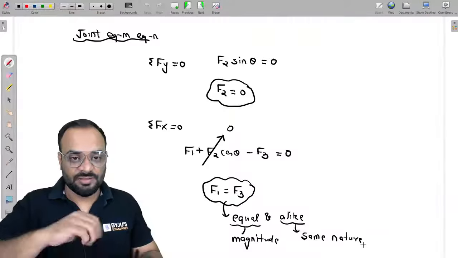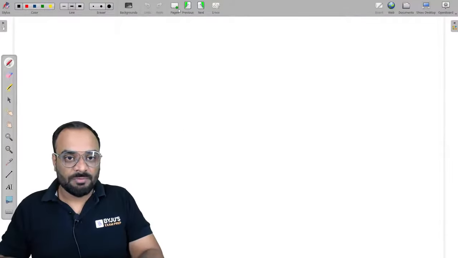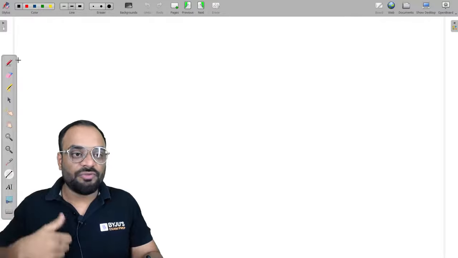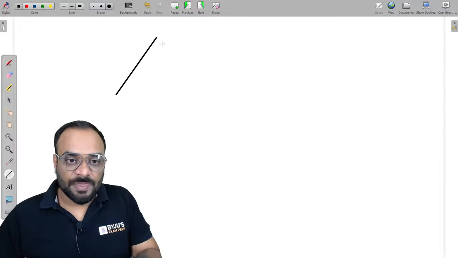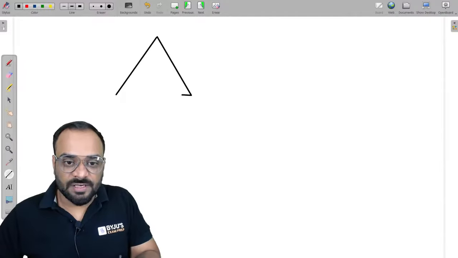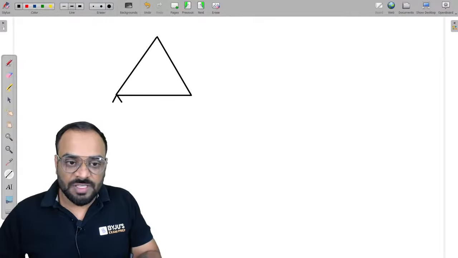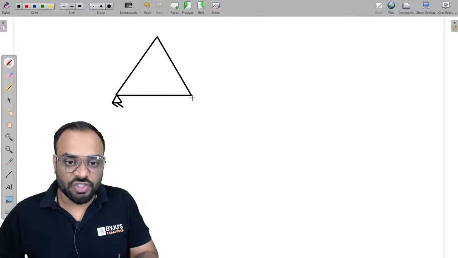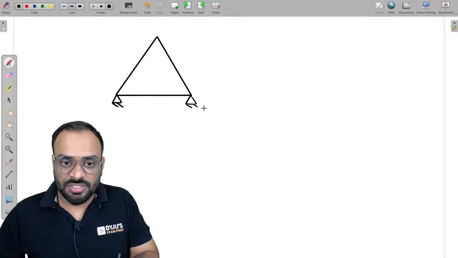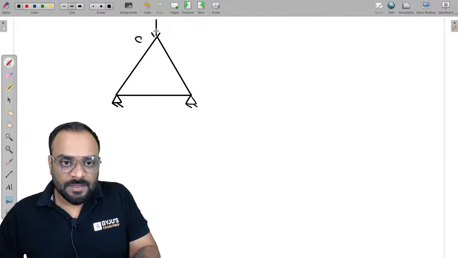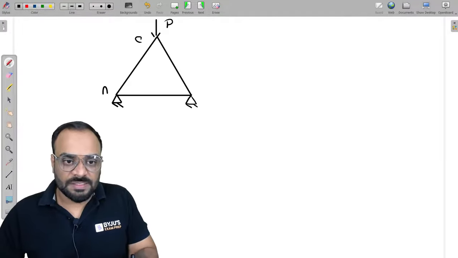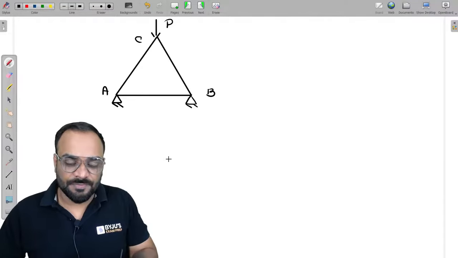Let me explain the third point by which you are able to find out zero force member in a truss. Let's take one example to understand the third concept. Let us consider this is our truss and the supports of this truss are basically hinge. This is also hinge, this is also hinge, and let us consider there is a force placed at this particular point C whose value is equal to P. This is A, this is B, and this is C.